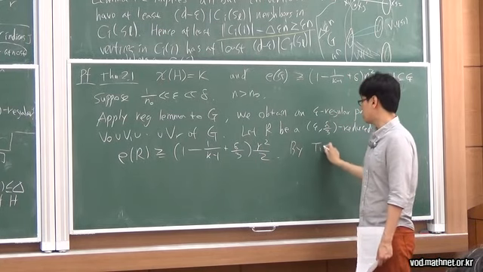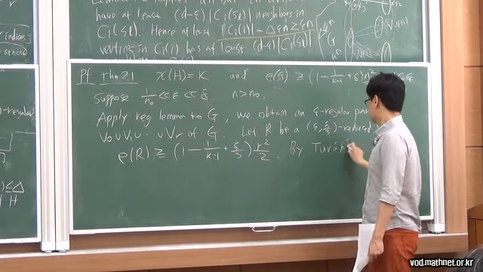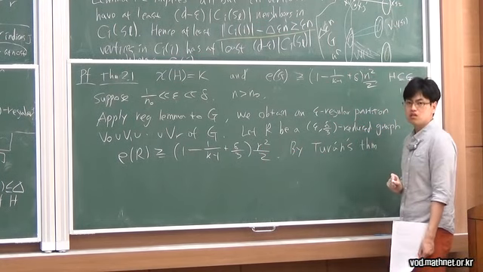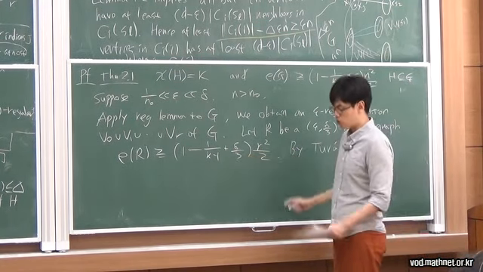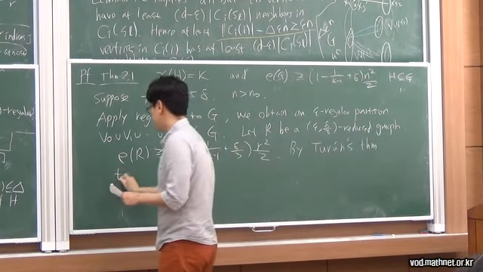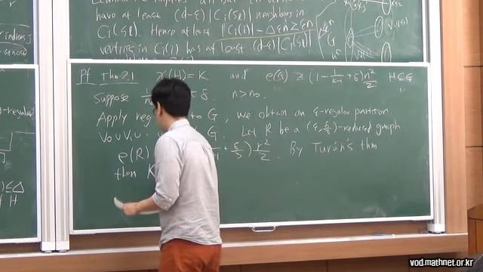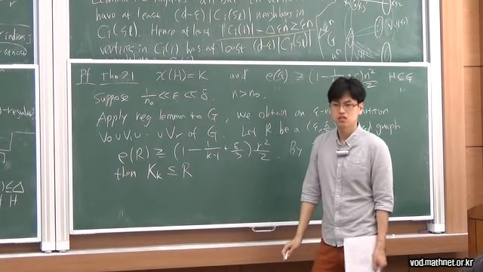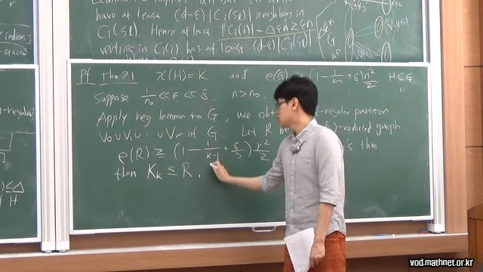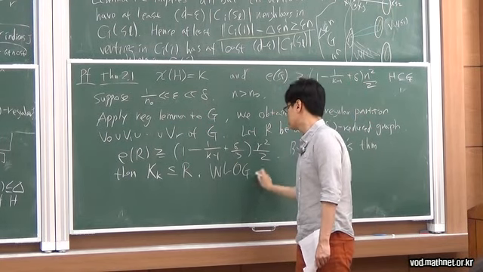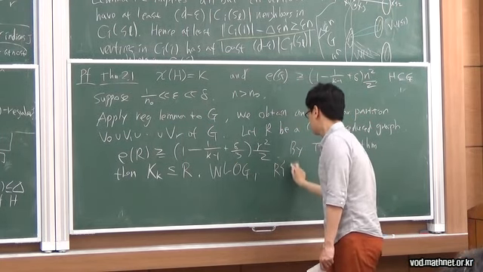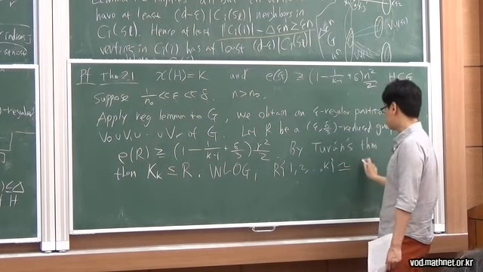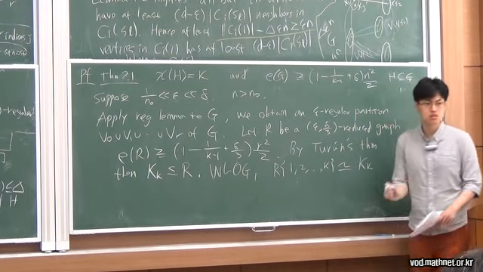Then in the first lecture, we proved Turán's theorem, which says that if it has at least this number of edges, then the complete graph on K vertices embeds into this R. And without loss of generality, let's say the vertices 1, 2, up to K form this complete graph on K vertices.